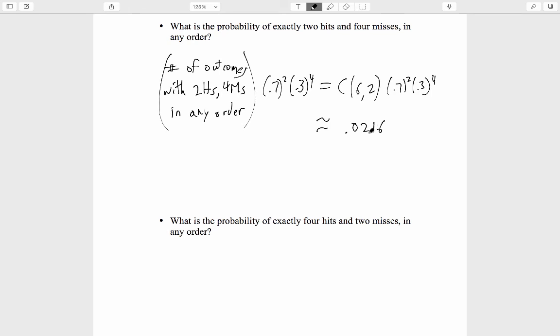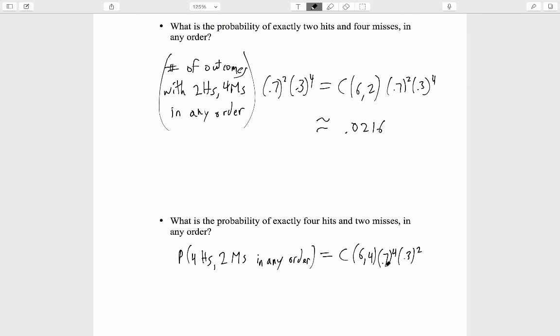Now, a very important contrasting follow-up question: what is the probability of exactly 4 hits and 2 misses in any order? That is quite different from 2 hits and 4 misses. Here again we have a certain number of outcomes. 6 choose 4 different words, and it's true that 6 choose 4 is the same as 6 choose 2, but each outcome in this event is contributing a certain amount, and they all contribute the same amount, namely 0.7 to the fourth times 0.3 squared.